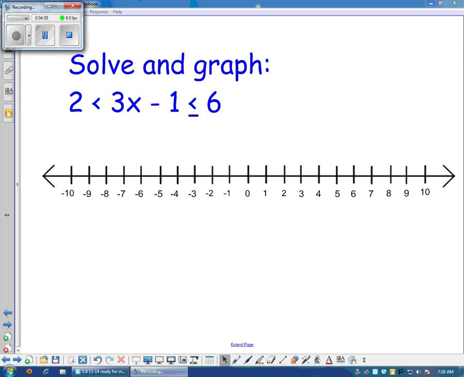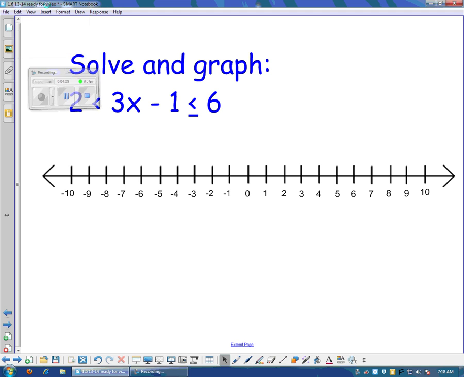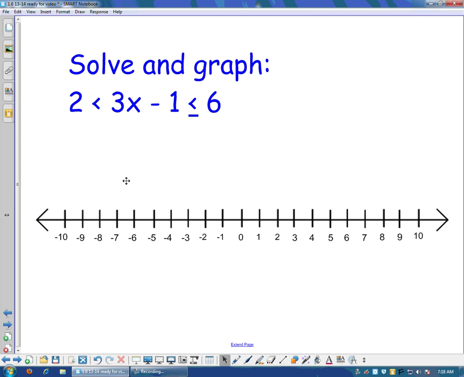Okay, so let's try this example here. We're doing 2 is less than 3x minus 1 and 3x minus 1 is less than or equal to 6. This is a compound inequality. We need to solve for x. So whatever we do to this middle part to get x by itself, we have to do to all three parts. First step here would be to add 1 to all three parts.